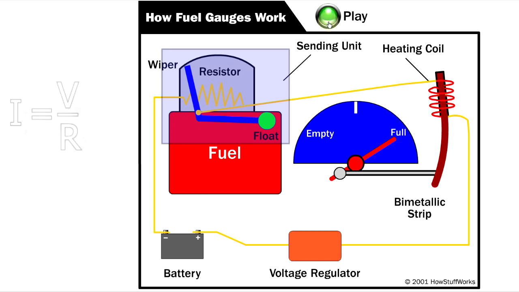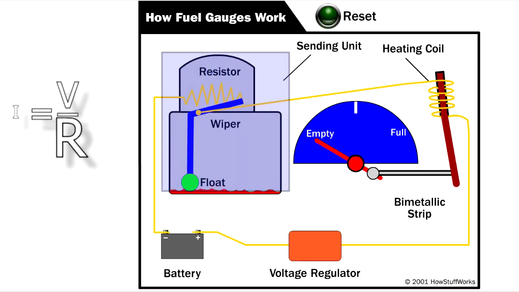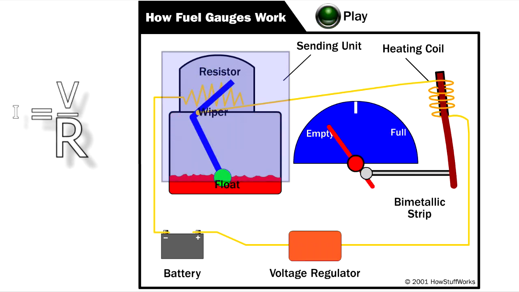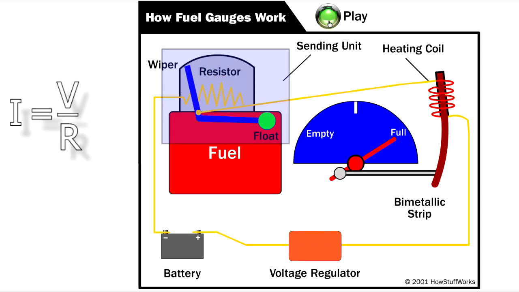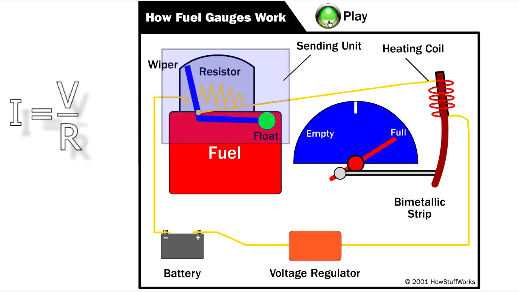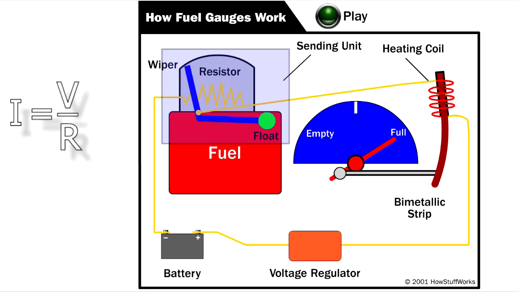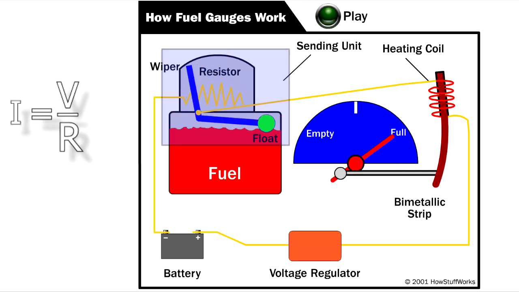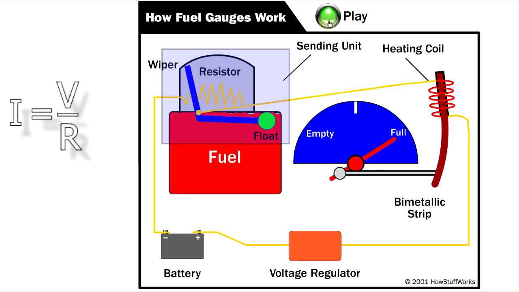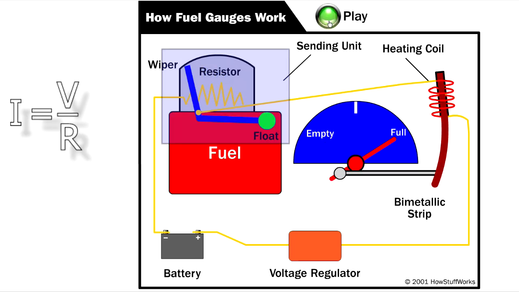When the volume of the gas goes down, the float drops with it, and the wiper moves across the resistor, increasing the total resistance in the circuit. The increased resistance results in a decreased current into the gauge due to Ohm's law. The gauge is made up of 3 components: the heating coil, the bimetallic strip, and the needle on the readout. As the current coming into the gauge decreases, the heating coil loses heat. As the coil cools, the bimetallic strip straightens, pulling the needle into the appropriate position on the readout.